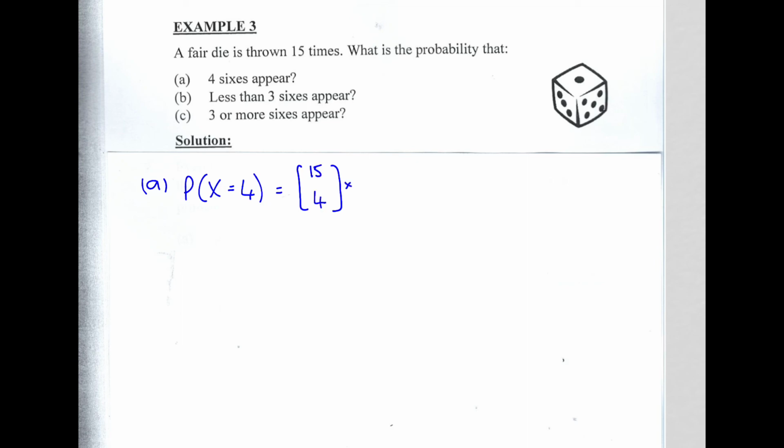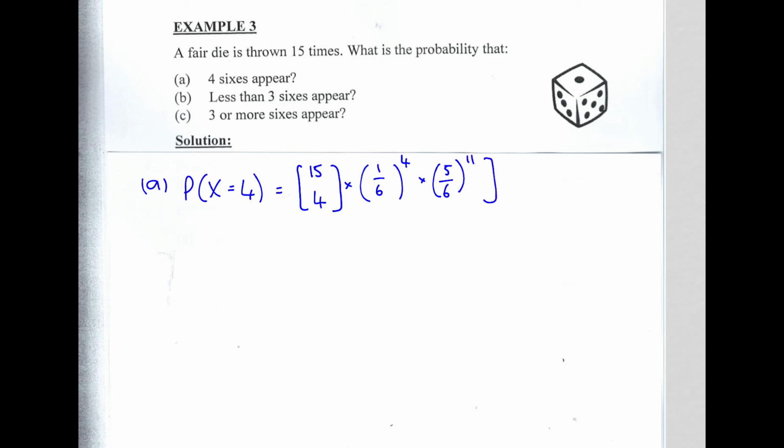All right, times. Now the probability, they haven't given it to us, but because it's a fair dice, we know that it's 1 in 6. Okay, and we're looking at that happening 4 times, which means that the other 11 times out of the 15 is 5 over 6.